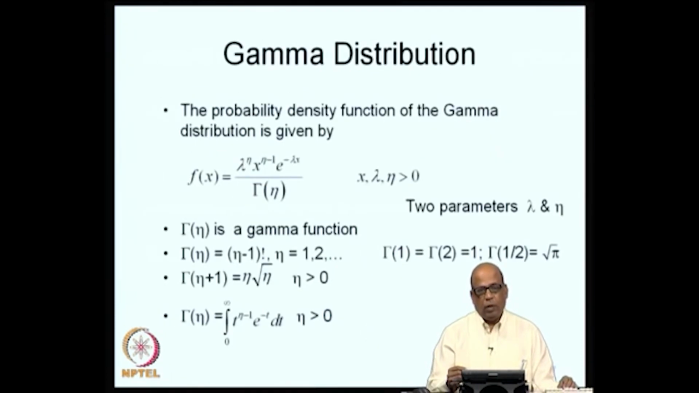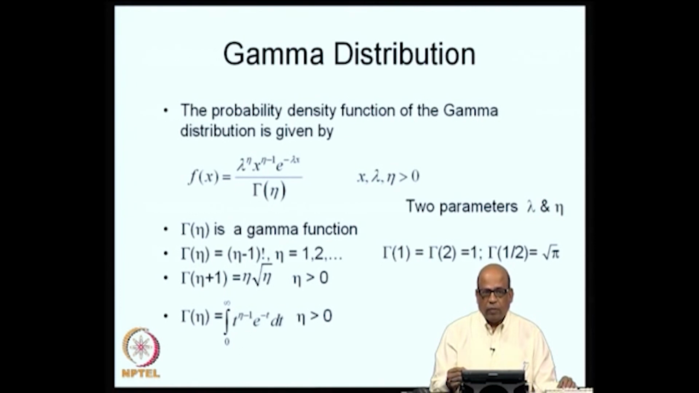So, this is how we obtain the probabilities associated with the exponential distribution, much the same way as we do for any other probability distribution. We simply compute the CDF, the cumulative distribution function, and then talk about probabilities associated with various events on x. Now, we move on to a more general distribution, which is the gamma distribution.